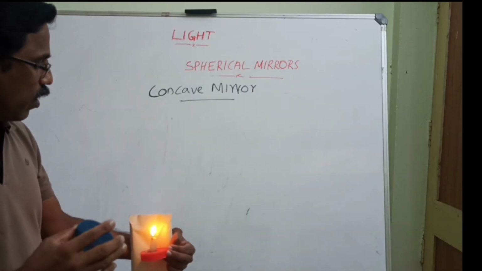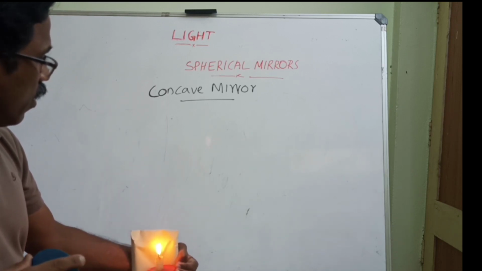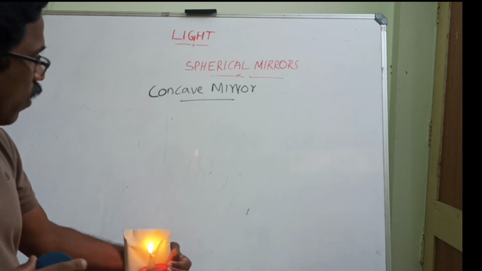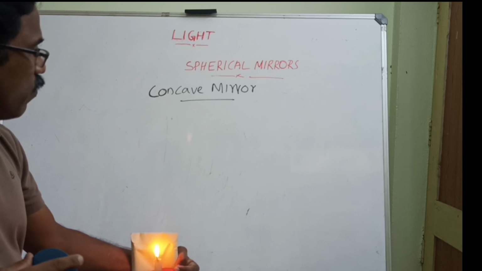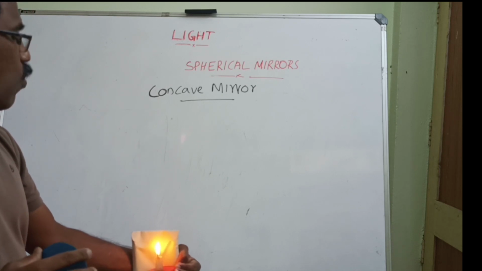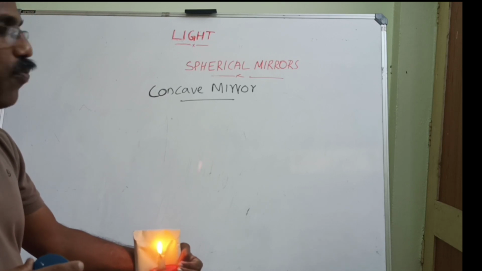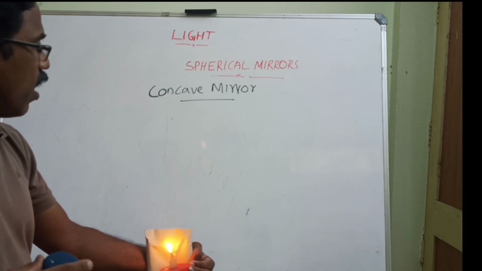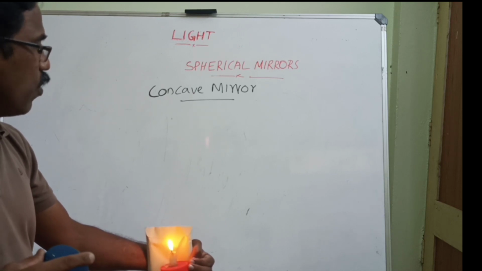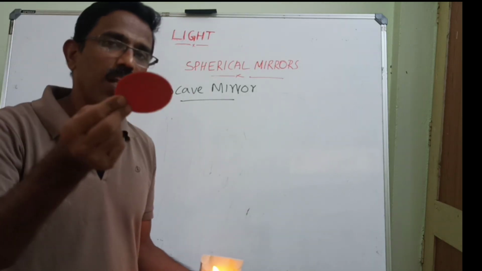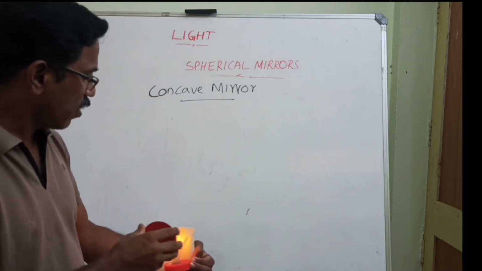If you are using a concave mirror, you can see the image of the candle flame on this screen. The image is formed on a screen. So a concave mirror can form this real image. This type of image that is obtained on a screen is called a real image. So real images are obtained on a screen. This is a convex mirror. A convex mirror cannot obtain the image on the screen.